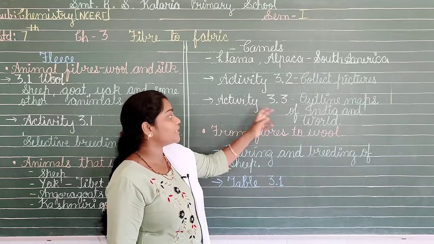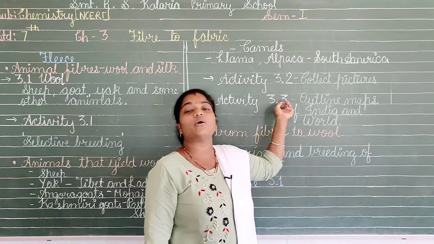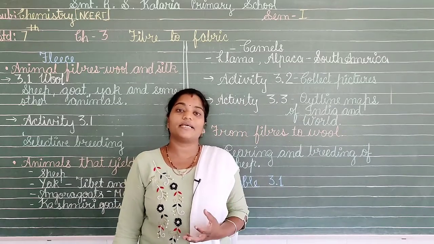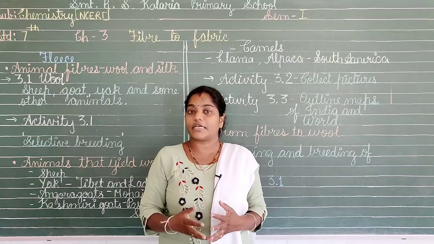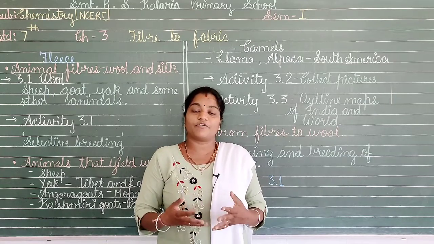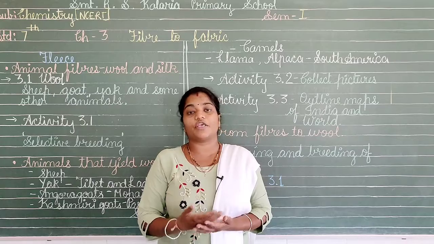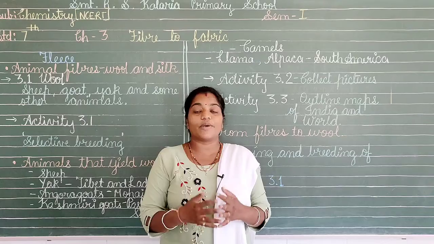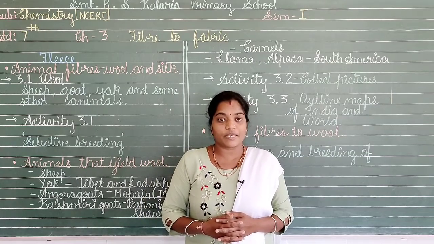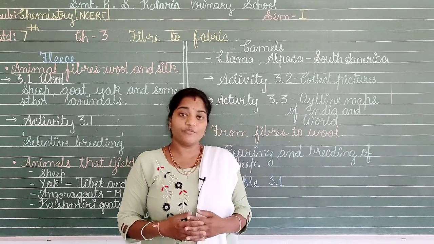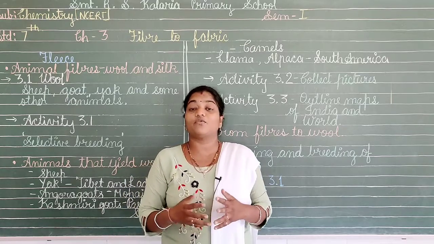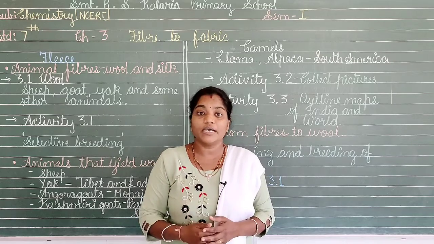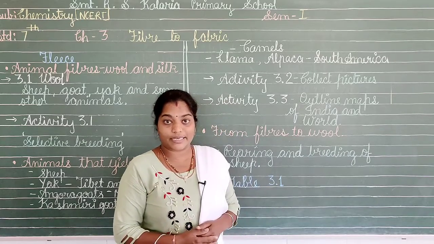The next one we have is activity 3.3, where we have the outline map of the world and India also, where we will be finding the portions of India or the world where we have the presence of animals which are yielding wool. So, we can have the sheep, the goat, likewise. But in India, we have table 3.1, which will tell us where and which quantity of wool is obtained by which sheep in different parts of India. So, let us have a look at that table.